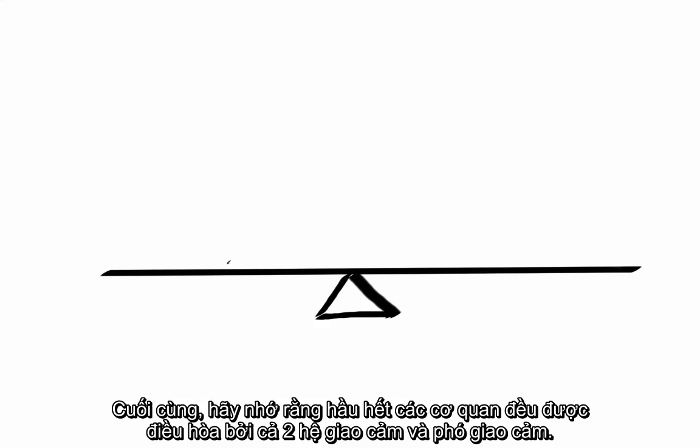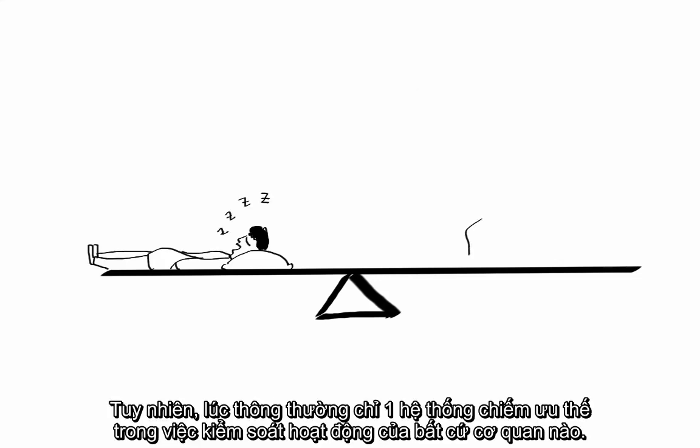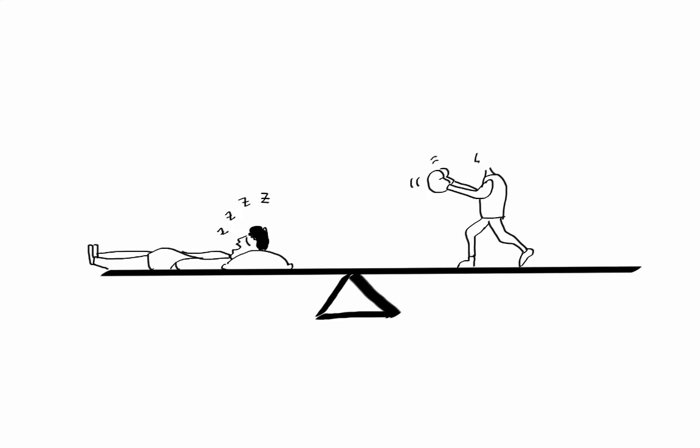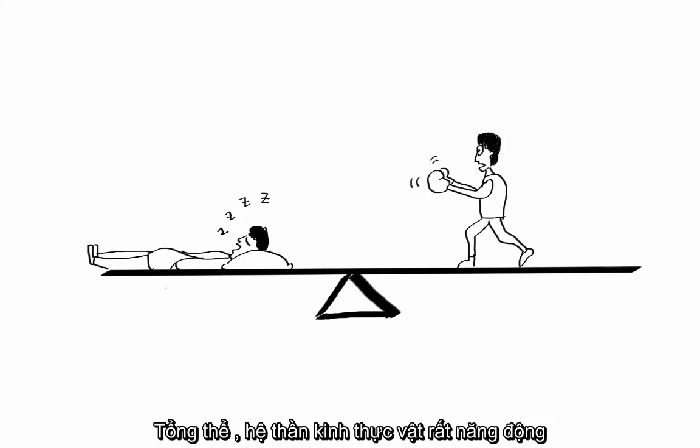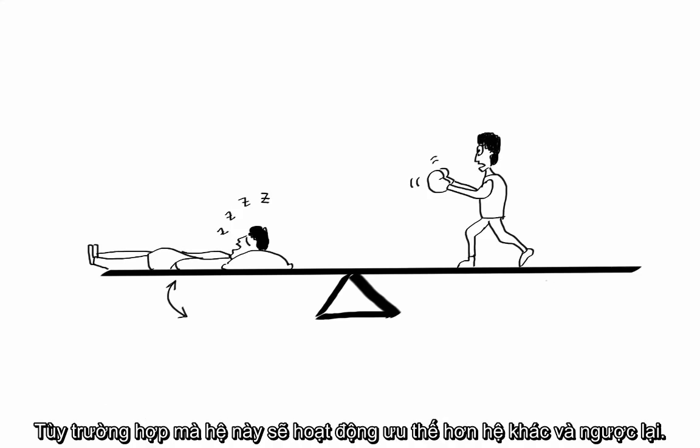Finally, to put all of this in perspective, remember that most organs are innervated by both sympathetic and parasympathetic neurons. However, usually only one system predominates in controlling any given organ. Overall, autonomic nervous system is very dynamic, constantly shifting from the dominance of one system to another, depending on the situation.